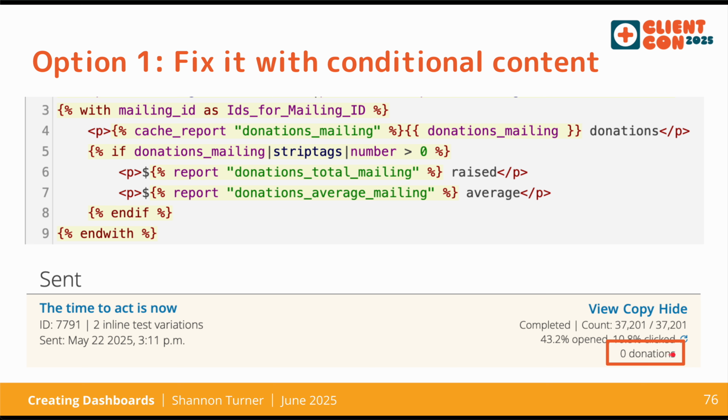Now this always shows the number of donations even if it's 0, but you could also hide that if you wanted by moving donations mailing, this snippet right here, moving that into this conditional content, right, within the if and the end if. It's really up to you. It's a stylistic choice.